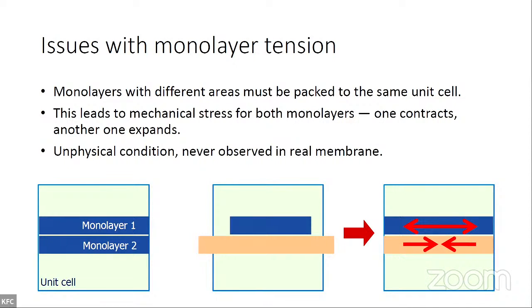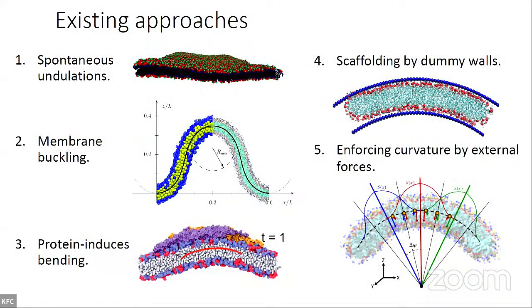So we have the same issue, but with the membrane tension. Again, we have to pack the system into the simulation box, but due to the bending, the volumes and the areas of the monolayers become very different, and we have some tension in both monolayers, and we don't want this because in the cell it's not the case. There are several approaches to simulate curved membranes. First of all, you can start with a large piece of membrane in the periodic box and just run it as it is and hope for spontaneous undulations.